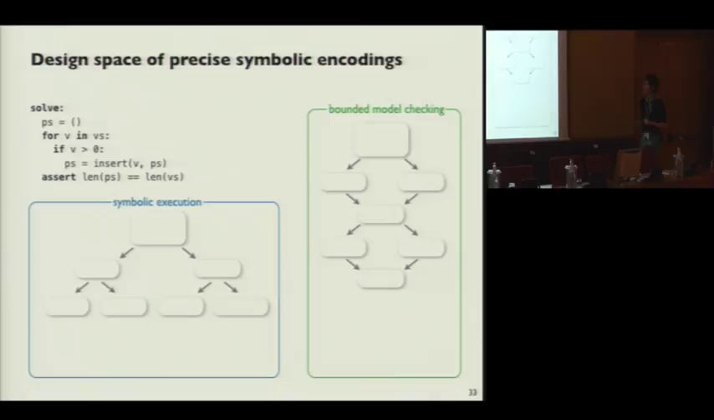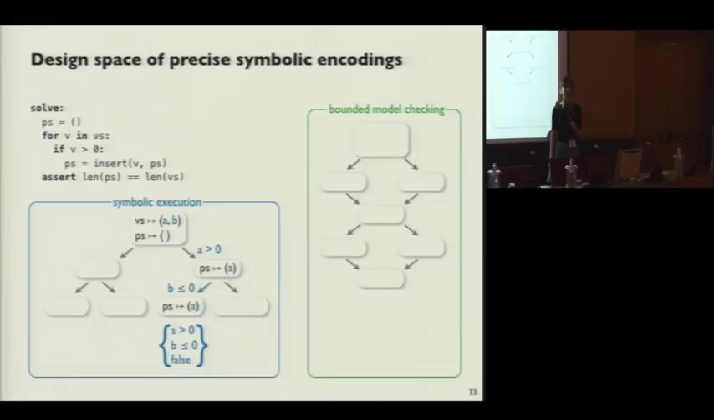Symbolic execution works by encoding the meaning of this program path by path. So we start in a state in which VS is bound to AB. We enter this loop. Now V is bound to A. When we get to this conditional, we have to make a choice. Do we consider the path in which A is greater than 0 or the one in which A is less than or equal to 0?